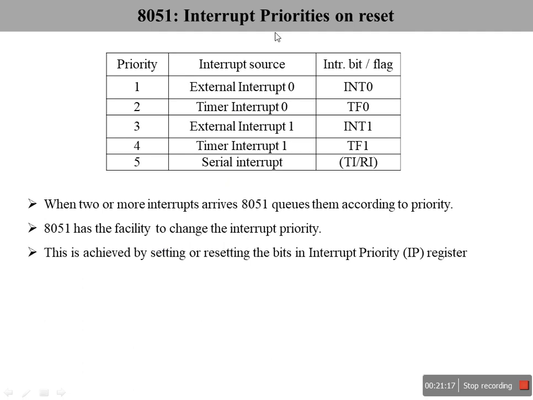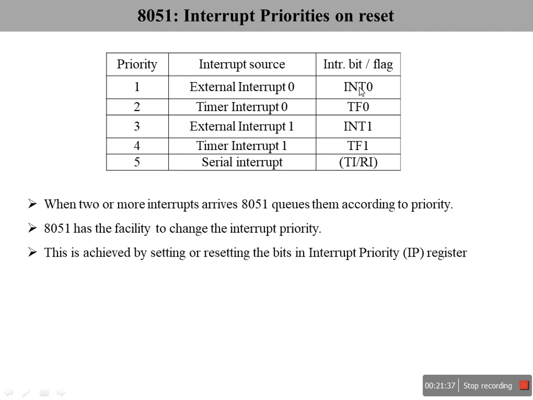Then 8051 has a facility to change the priority. Now, these are the predefined ones. When you give power supply, 8051 follows this order if you are not taking anything else into consideration. But 8051 gives us a facility to change even the interrupt priorities. For example, if these two interrupts arrive at the same time, you can change the priority. You can say, no, you have to execute this first, then execute this later.